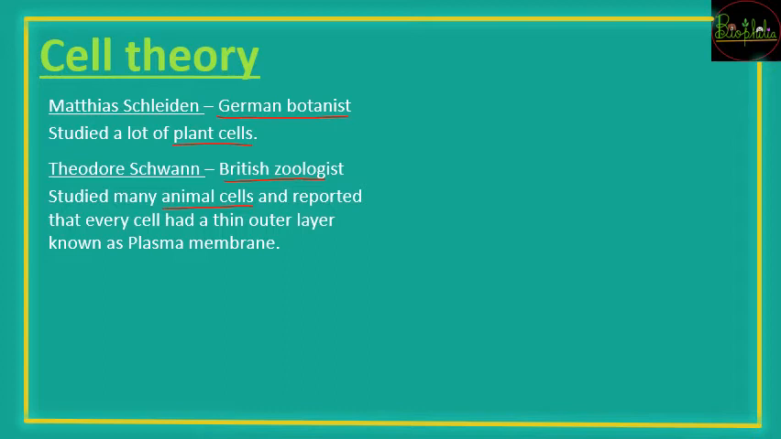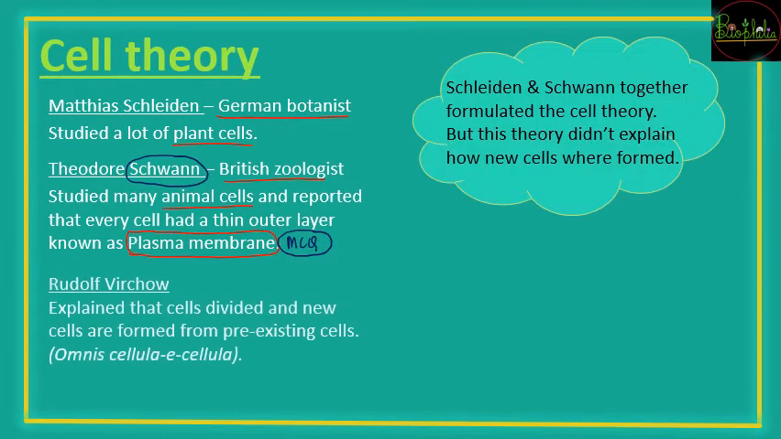So what did they see? Schwann had shown that not only animal cells, but every cell has a thin outer layer, and that thin outer layer is called the plasma membrane. This is an important point to remember, because MCQs are going to be asked on who was the person who had seen that each and every cell has a plasma membrane. So plasma membrane har cell pe hai was shown by Theodor Schwann, the British zoologist. Now Schleiden and Schwann together formulated the cell theory.